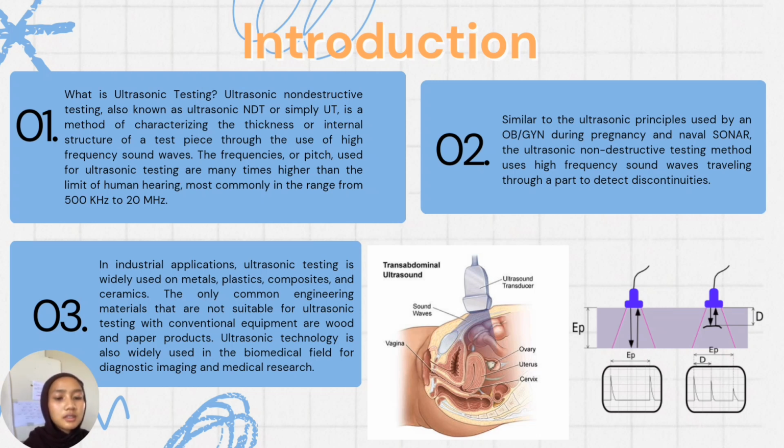Next, ultrasonic testing is similar to the ultrasonic principle used by an obgyn during pregnancy or marine sonar. The ultrasonic non-destructive testing method uses high-frequency sound waves travelling through a pipe to detect discontinuities. In industrial applications, ultrasonic testing is widely used on metals, plastic, composites, and ceramic. The only common engineering materials that are not suitable for ultrasonic testing with conventional equipment are woods and paper products.